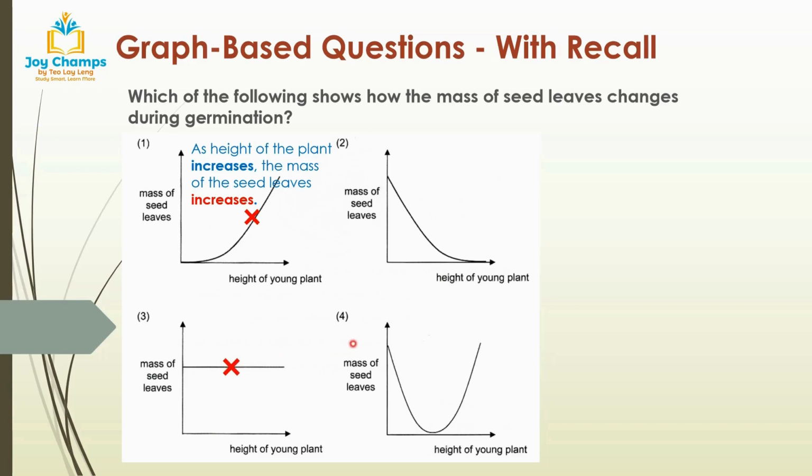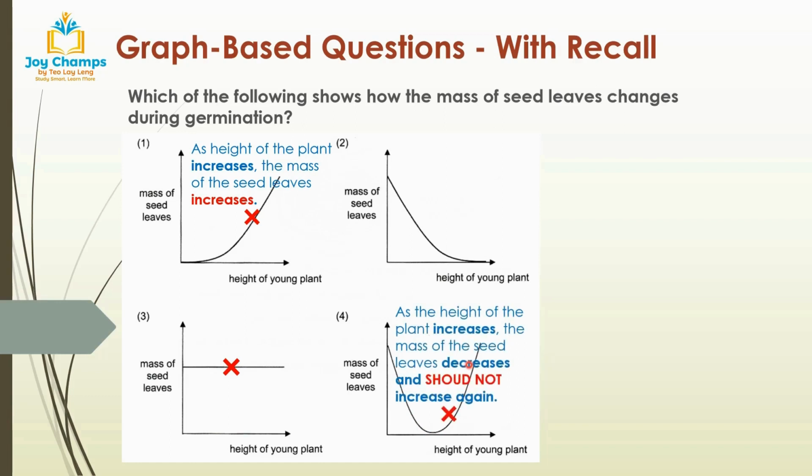Now hop over and we look at option 4. Let's trace the pattern and read it out. As the height of the young plant decreases, the mass of the seed leaves decreases until a minimum point. After that, as the height of the young plant increases, the mass of the seed leaves also increases. Can this be true? The answer is obviously no, because once the stored food in the seed leaves is used up, the seed leaves dry up and fall off. It will never get a chance to increase in mass again. So option 4 is eliminated.